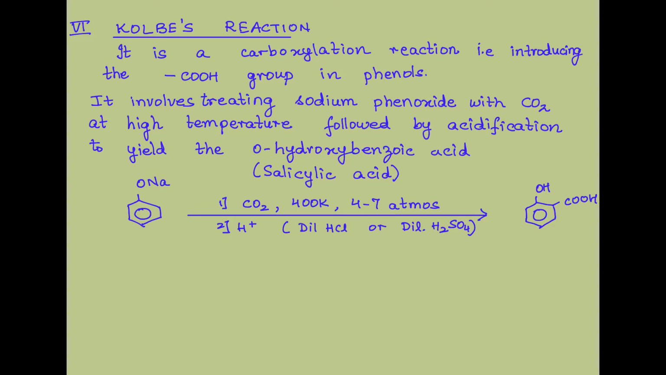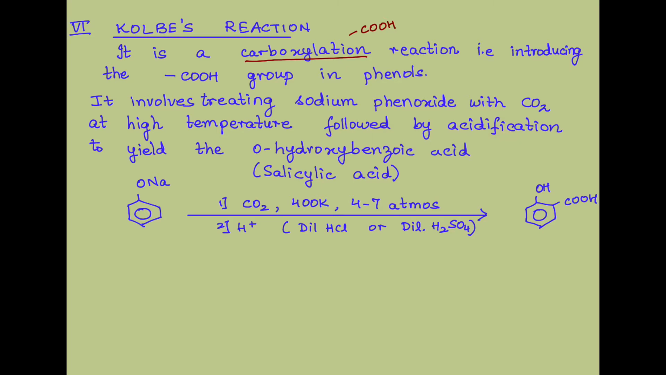What is Kolbe's reaction? It's a simple carboxylation reaction. That means you introduce the COOH group in the phenol ring, that means in the benzene ring containing the OH group. How do you do that? We've got the definition listed here. Let's go step by step. It involves treating sodium phenoxide with carbon dioxide at high temperature. That's our first step, followed by acidification.